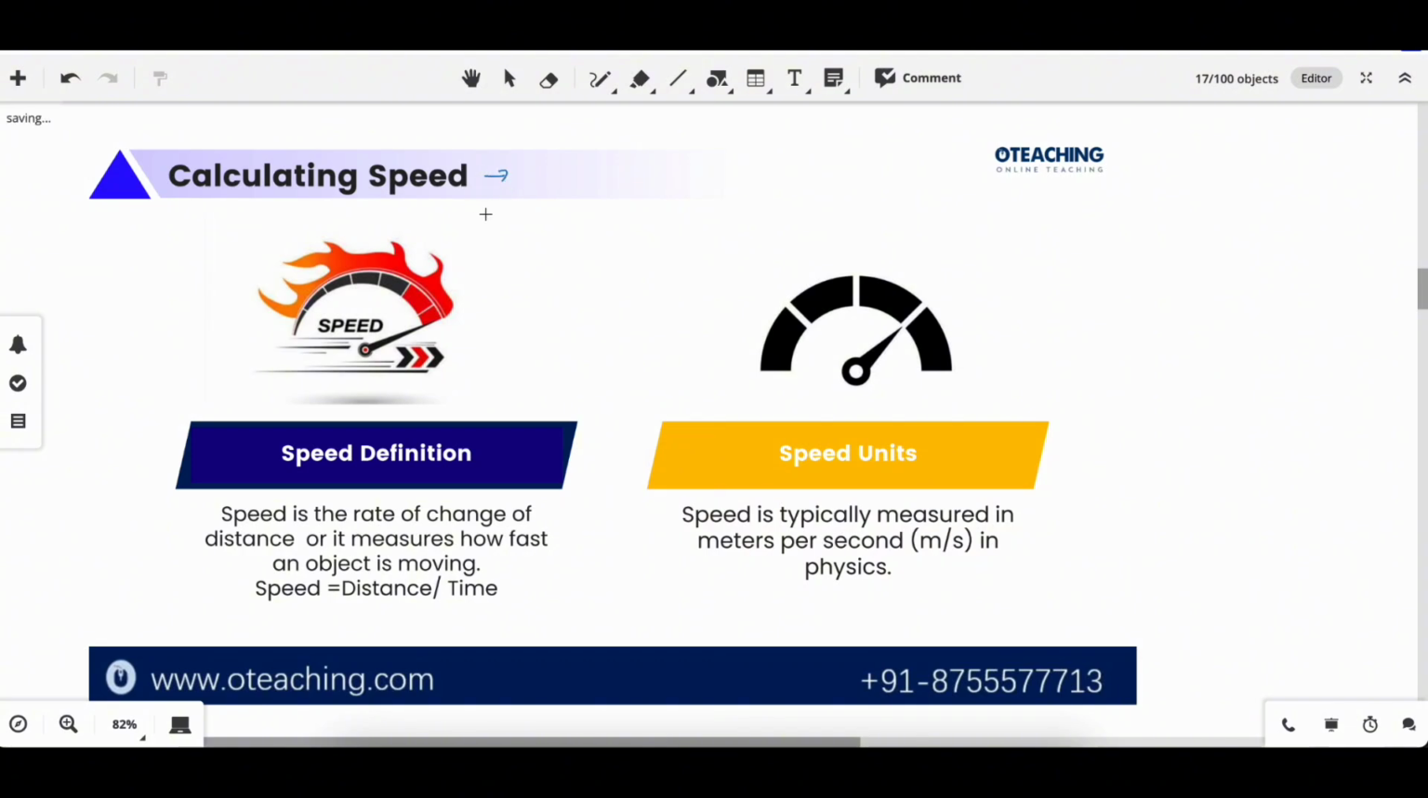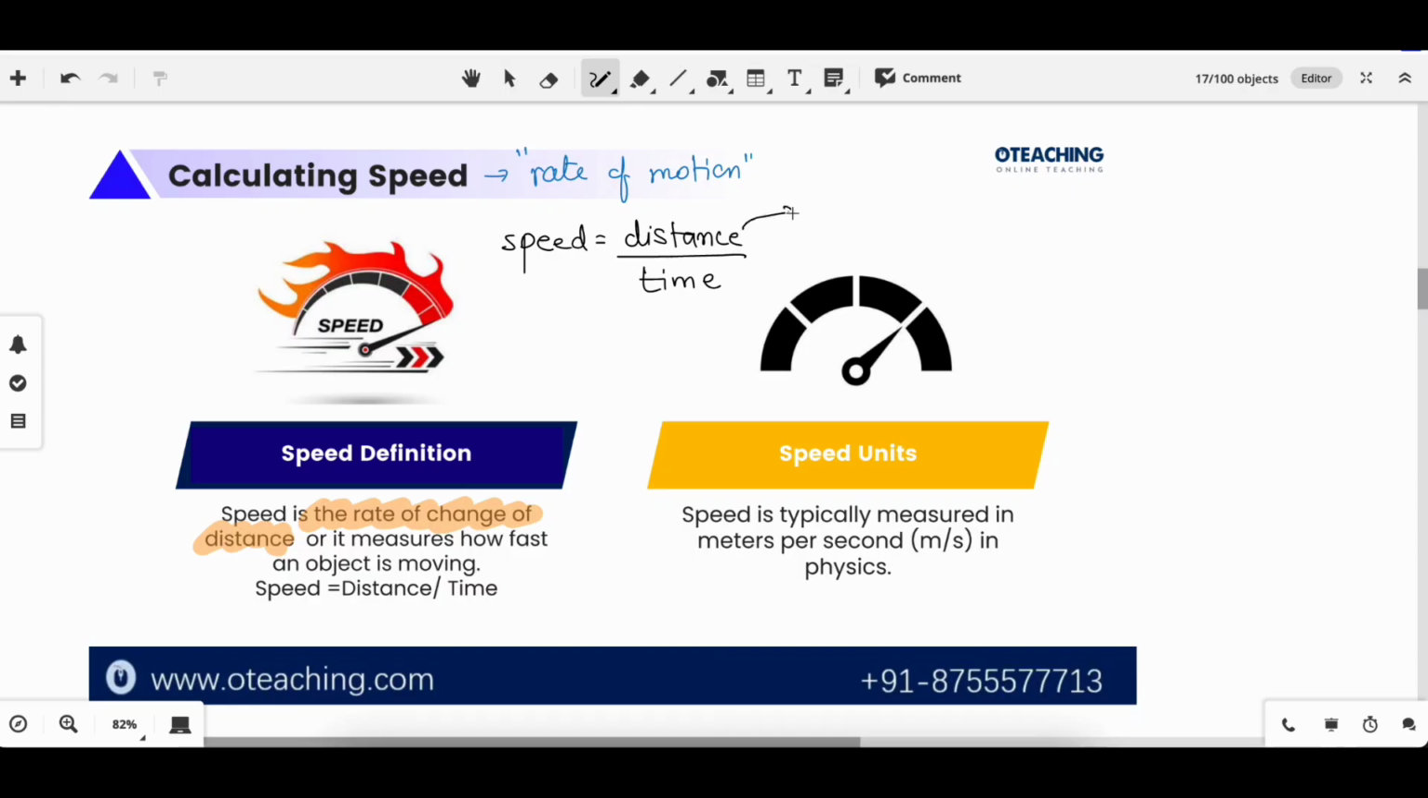See, whenever an object moves, it is covering a certain distance in a certain time. So the rate of motion could be one thing with the help of which you can express that. Okay, so what is speed? Speed is the rate of change of distance, or it measures how fast an object is moving, how quickly an object moves. And how do you calculate the speed? Speed is equal to distance divided by time.